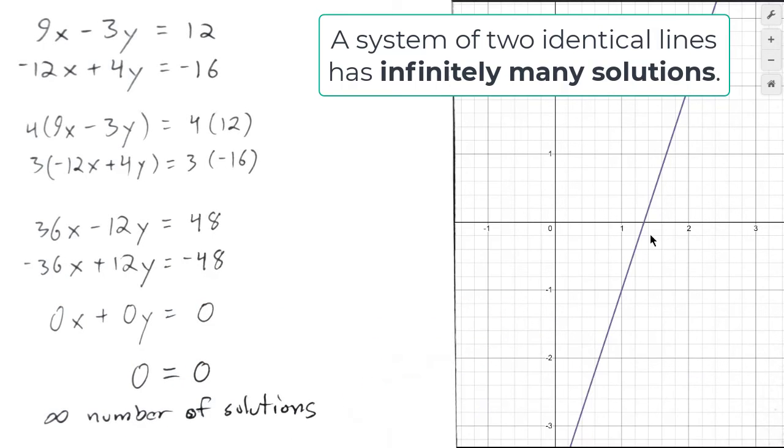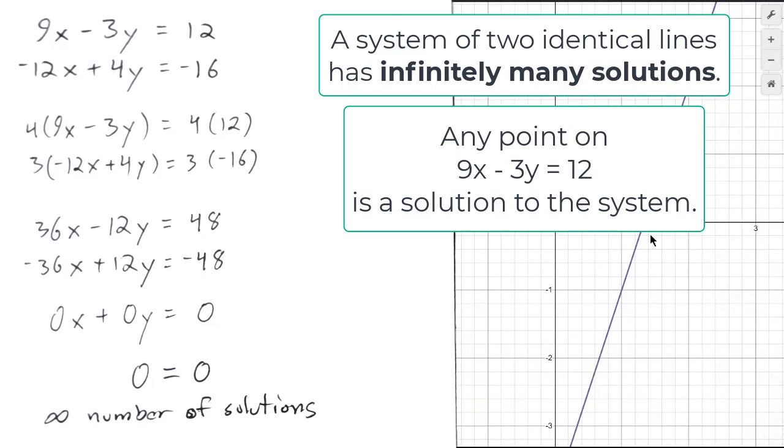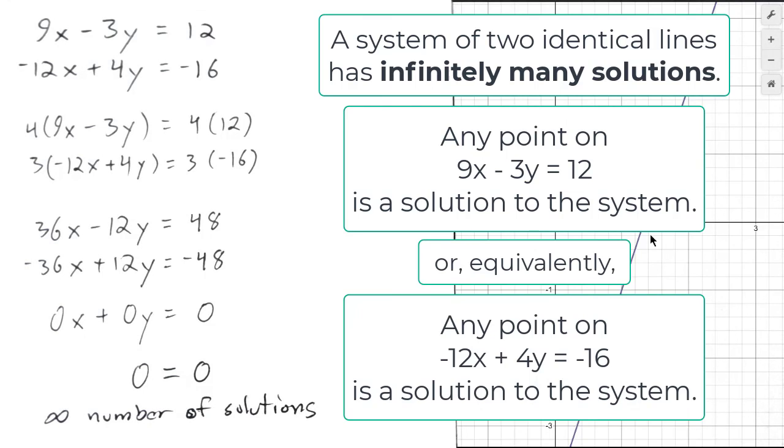That's one way to say it. Another way to say it is that any solution to the first equation is a solution to the system. Or equivalently, any solution to the second equation is a solution to the system. Because these equations have an infinite number of solutions, all three statements are the same, saying the same thing.